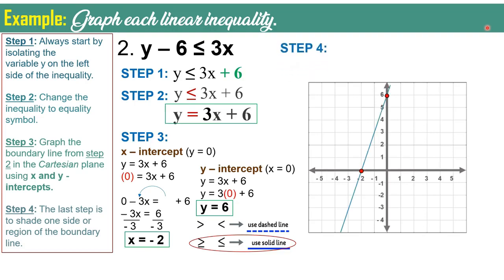Okay. Now for step 4, identify the shaded part by just looking at its inequality symbol again. If they use greater than, shade the top portion. If they use less than, shade the bottom portion. And as you can see, the symbol used here is less than or equal to. Therefore, you have to shade the bottom portion. Which one is the bottom? Okay, so this one. Let us have the shade.